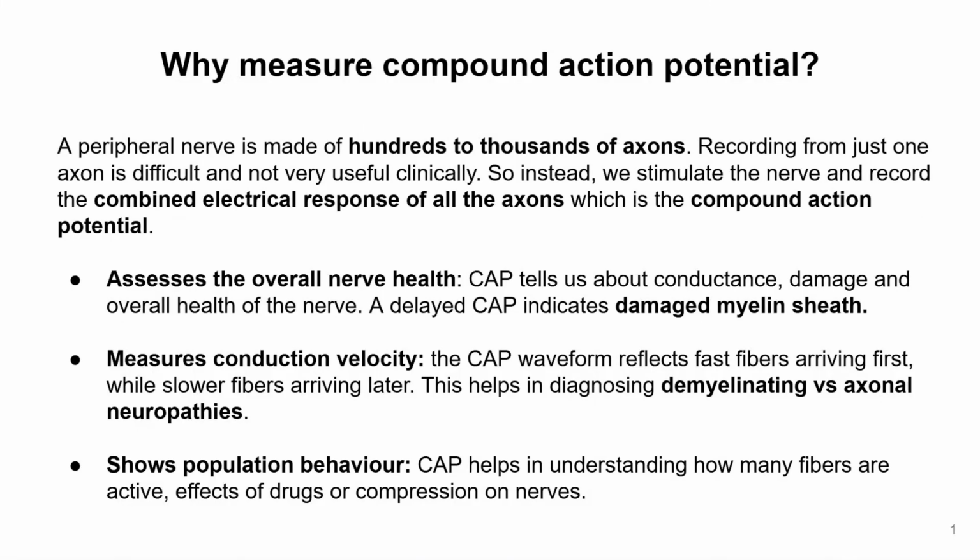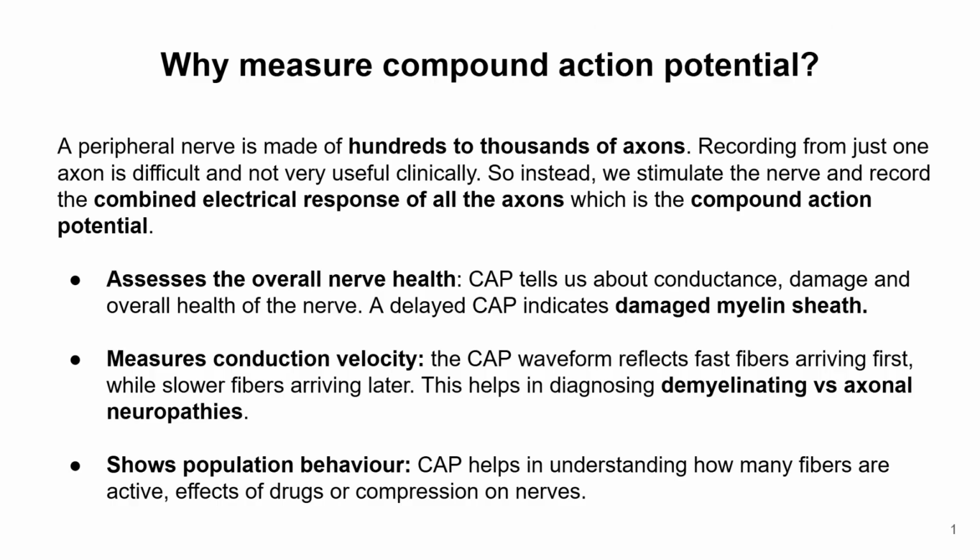Thank you, Rudra. Now we move on to the question of why do we measure compound action potential? As we know, a peripheral nerve is made of hundreds to thousands of axons. Recording from just one axon is very difficult and is not very useful. So instead, we stimulate the nerve and record the combined electrical response of all the axons present, which is then termed the compound action potential.